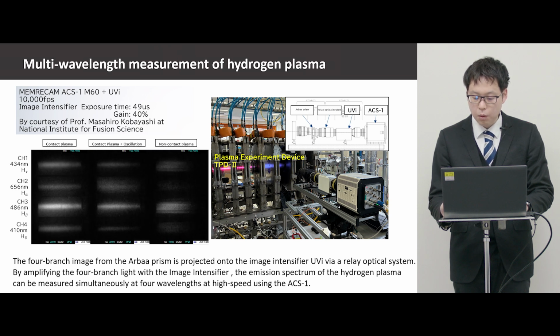By imaging the 4-branch image from the alpha prism onto the image intensifier tube UVI using the tandem optical system and applying the 4-branch light with the image intensifier, the emission spectrum of the hydrogen plasma can be measured at high speed across 4 wavelengths using the SS1. The video shows the state during the transition from contact plasma to non-contact plasma.